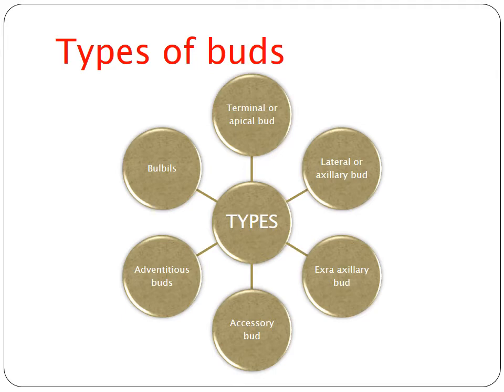Then the third one is extra-axillary buds. These buds are formed at nodes but outside the axil of the leaf, as in Solanum americanum. Solanum americanum is an example for the extra-axillary bud. Try to say this name, Solanum americanum.